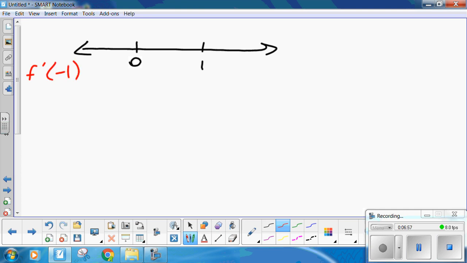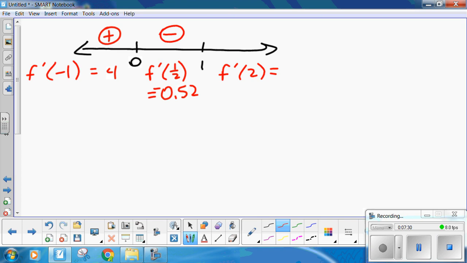Now, looking at the derivative in each of these sections, f prime of minus 1 is 4, so it's positive here. Now, in between, f prime of 1/2, I got minus 0.52, which makes it negative here. And f prime of 2, I got plus 0.41, or positive. Now I realize I'm going a little fast, but the critical numbers, as we said, are 0 and 1.